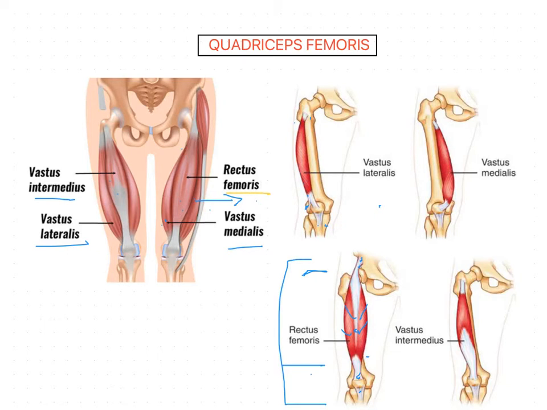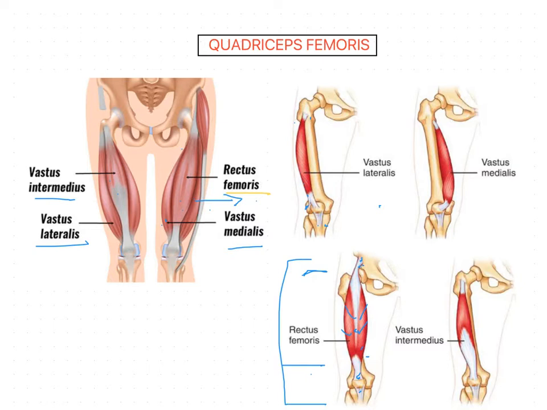Whereas the rectus femoris is called the kicking muscle, it helps in extension of the knee joint and is a flexor of the hip joint. Out of these four muscles, the rectus femoris is the two-joint muscle. This is the only muscle crossing two joints. Okay, now coming to the vastus medialis.